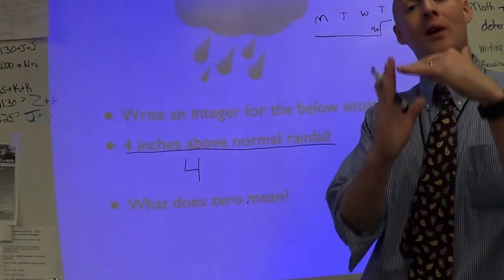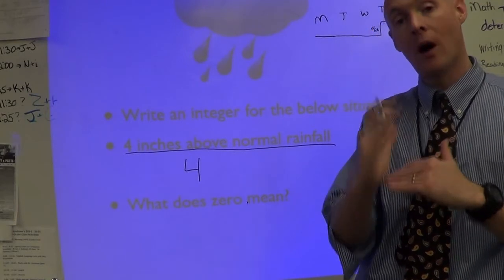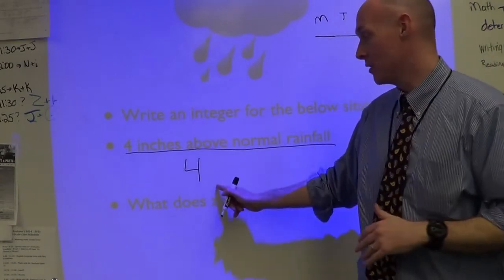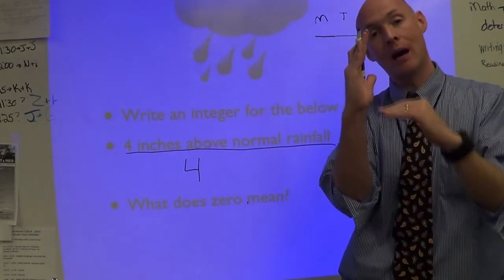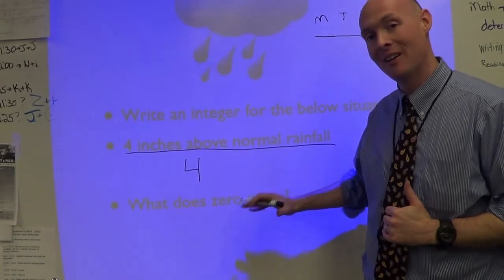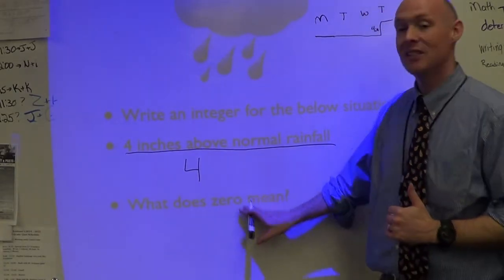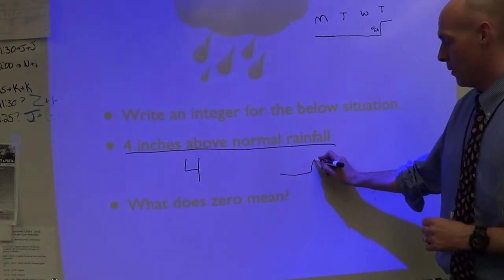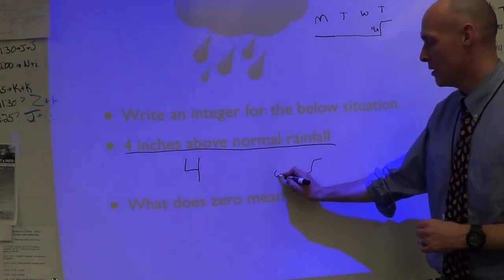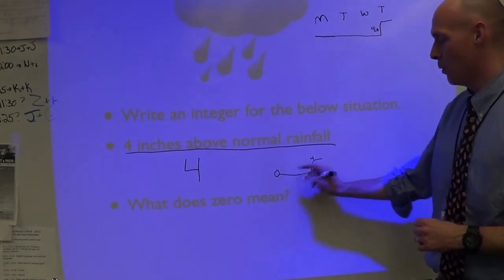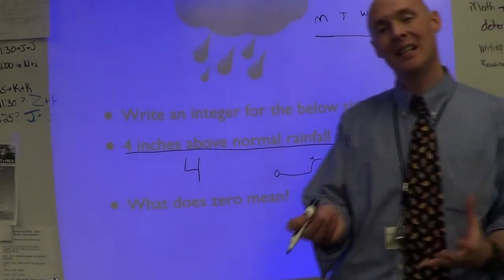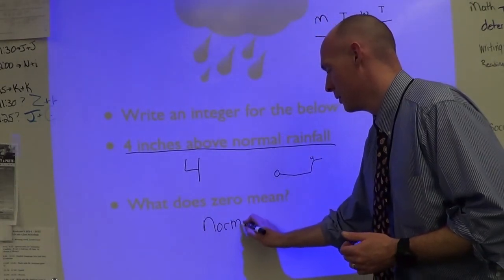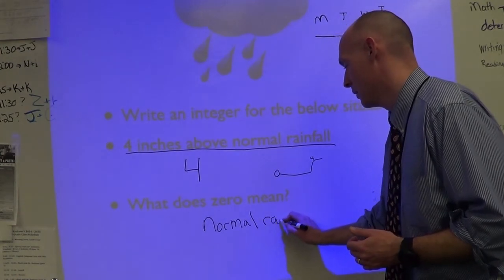Now, if it was 4 inches below normal rainfall, then it would be a -4. But anything up or positive is going to be a positive number. Anything that goes down or lower is going to be a negative number. Now let's talk about this one. What does 0 mean? So here I have my rainfall, and then it goes up 4. So my 0 is going to be here, and then it's going to be up 4 to go there. So what is 0? 0 is just normal rainfall.